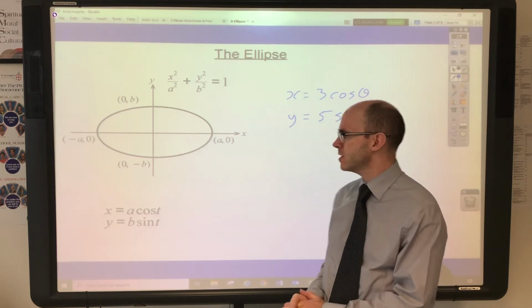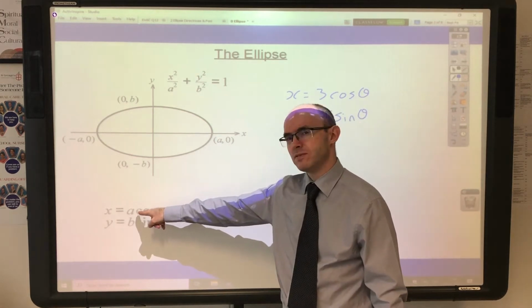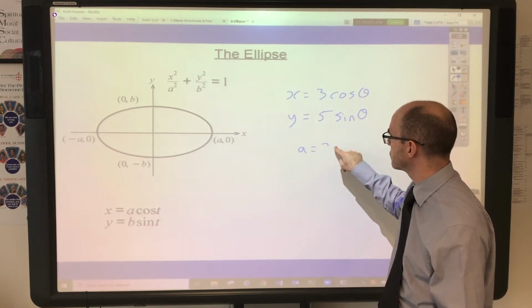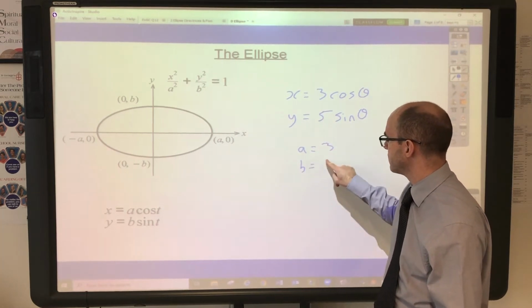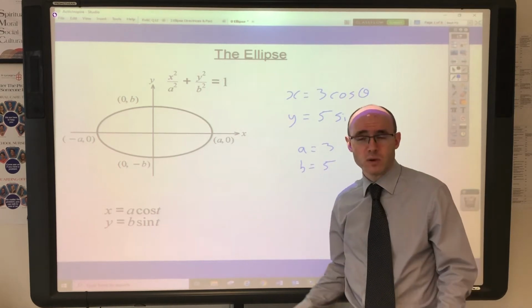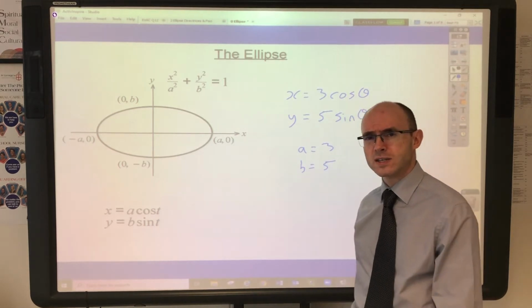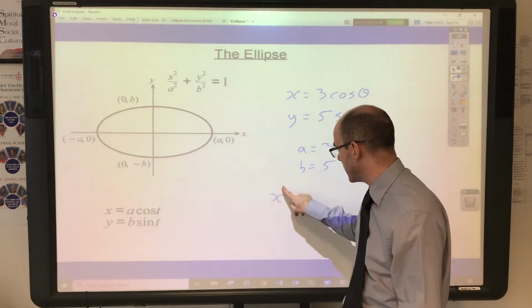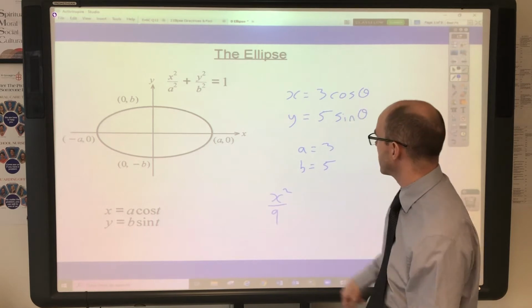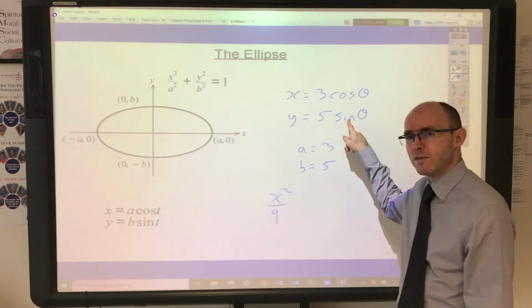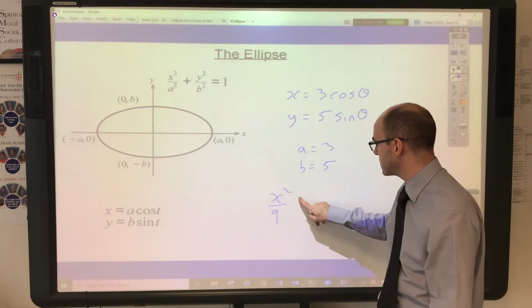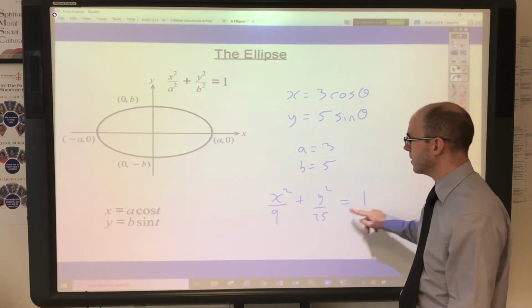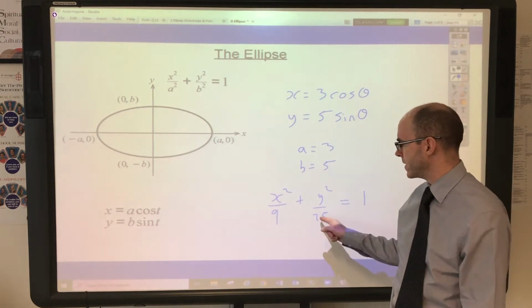Yes, you can. Because if you compare the parametric form here and these, you can write down straight away a is 3 and b is equal to 5. If you want to do the working for the Cartesian equation, it's quite simple. Remember, you just do x over 3 squared, so x squared over 9, and then y over 5 squared to get sine squared theta, so y squared over 25 is equal to 1. And again, you'll get a is 3, b is 5.